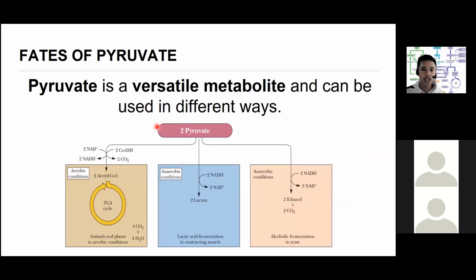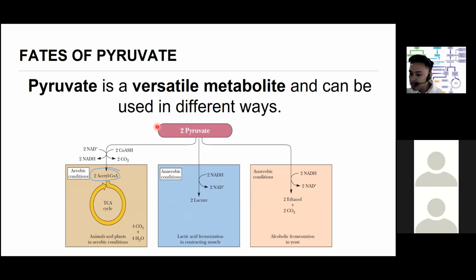Pyruvate is a versatile metabolite. If the body is aerobic, it will be converted to acetyl-CoA. However, if the body is anaerobic, it will instead be converted to lactic acid or lactate. When lactic acid accumulates, it will cause sprain or muscle ache.